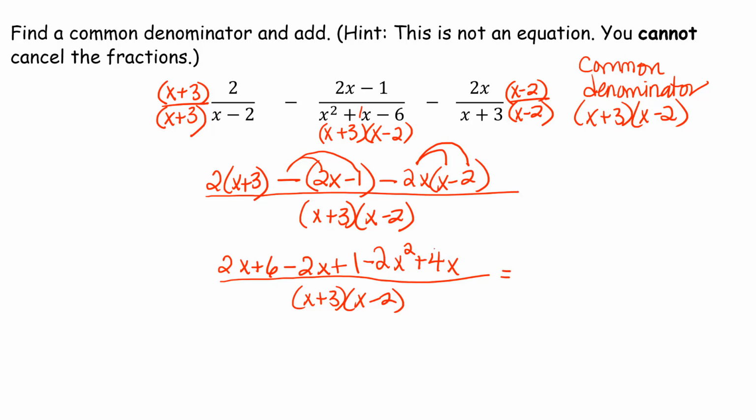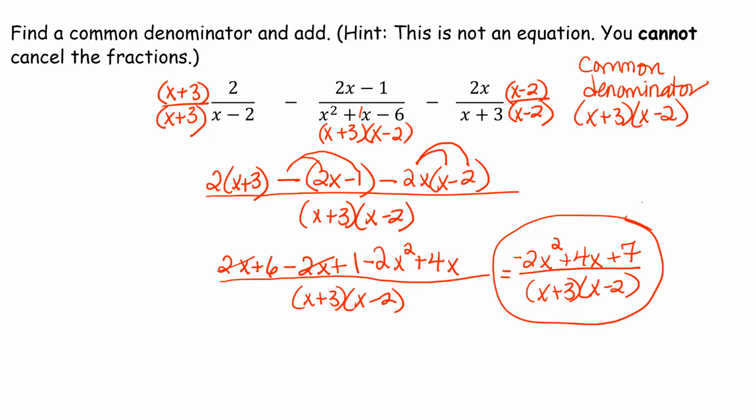Now I'm just going to add my like terms. I have -2x squared. Then I have 2x minus 2x, so those are gone. And then I have a 4x here. And then I have 6 plus 1, which is 7. And then my denominator is still x plus 3 times x minus 2. And I could check to see if that numerator is factorable, and it is not, so that's all I can do here.